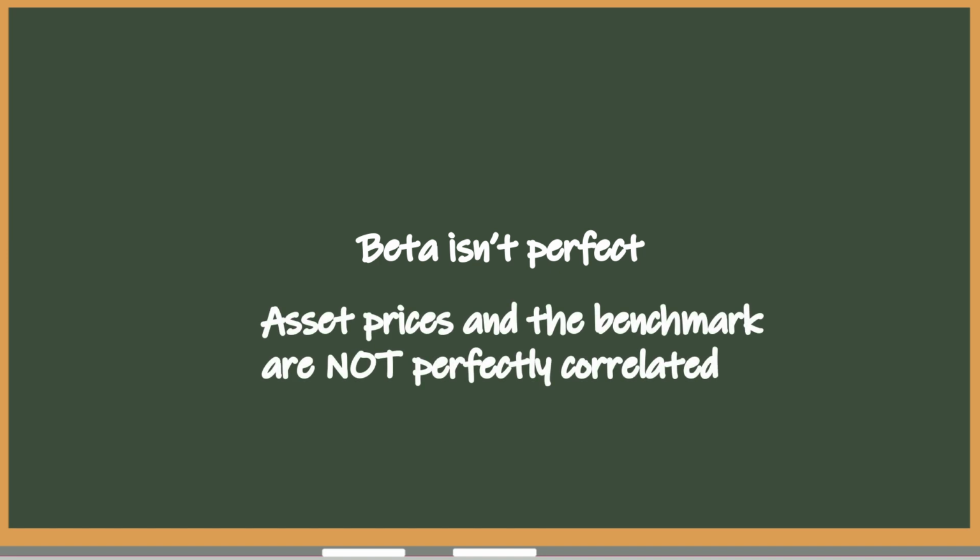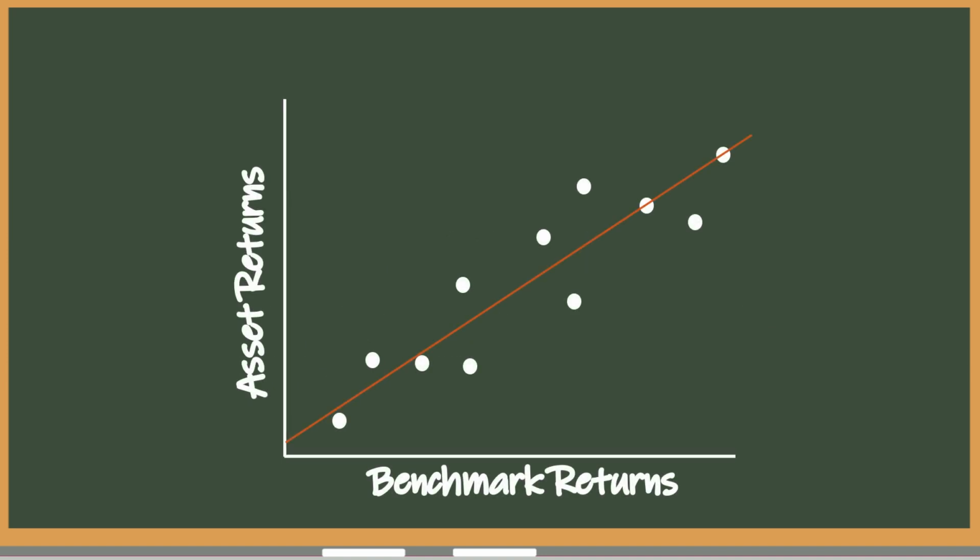This brings us to the shortcomings of beta. Beta isn't perfect, far from it. This is because stock prices are far from perfect when compared to the benchmark. Let's consider our regression example. In our example, the points are fairly tight, representing a strong correlation between the asset and its benchmark. However, what if the correlation was weaker? We can still get the same line of best fit, but our points are more spread out.